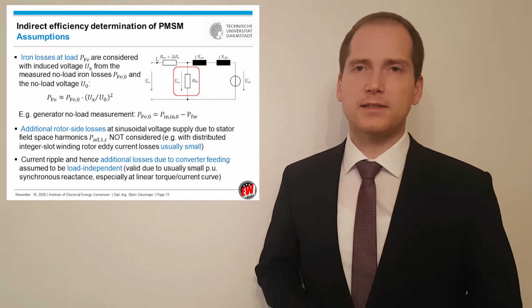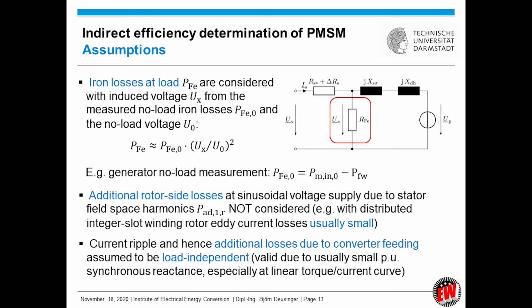So, what are the main assumptions of the method? First, the dependency of the iron losses on the square of the induced voltage Ux. That means on the square of the magnetic flux density. If we, for example, measure the no-load losses PFE0 by subtracting the friction and windage losses from the total losses at no load, the iron losses at load are calculated according to the given formula with the induced voltage Ux and the no-load voltage U0.